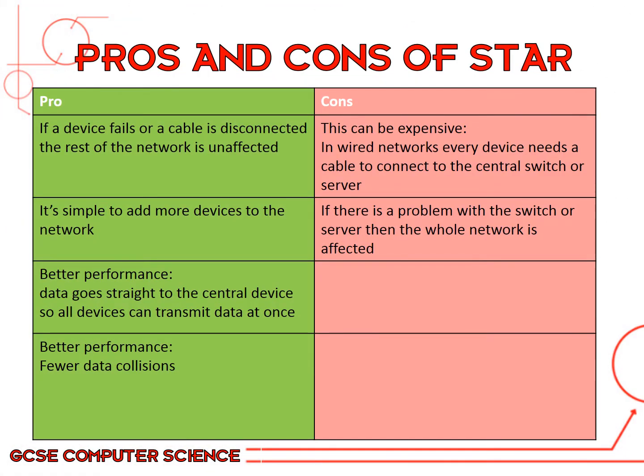Let's take a look at the advantages and disadvantages of using a star network topology. So advantages are, if one device fails or a cable is disconnected, the rest of the network is completely unaffected. It's very easy to add more devices to the network in this setup. You get much better performance in the sense that the data goes straight to the central device, so all the devices can send data at the same time. And also there's less chance of any data collisions due to the way that the network is set up.